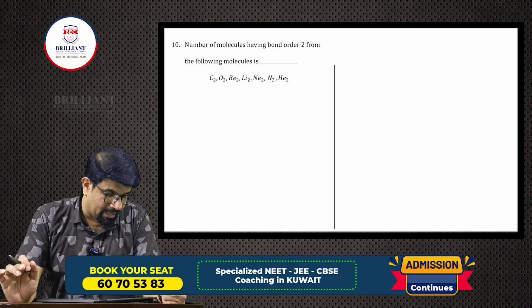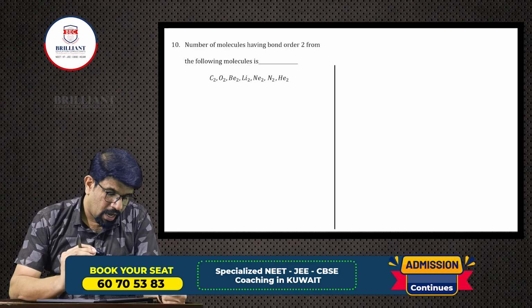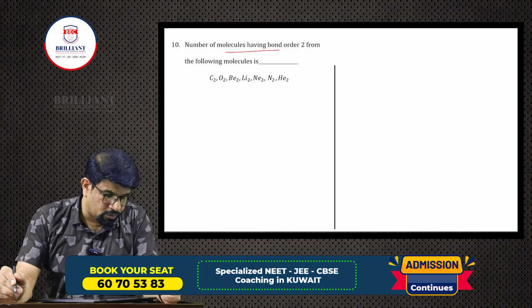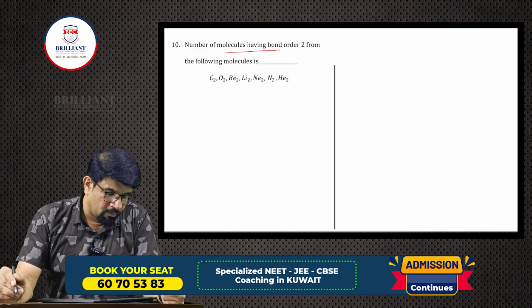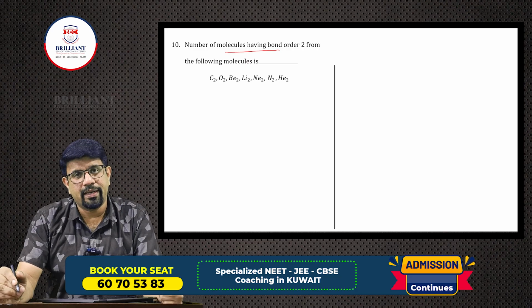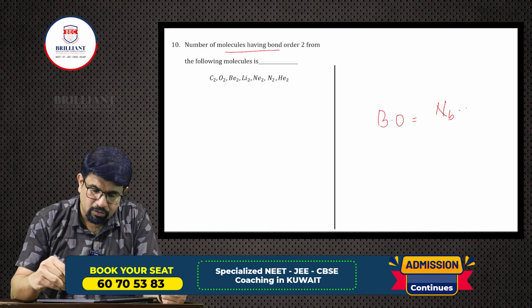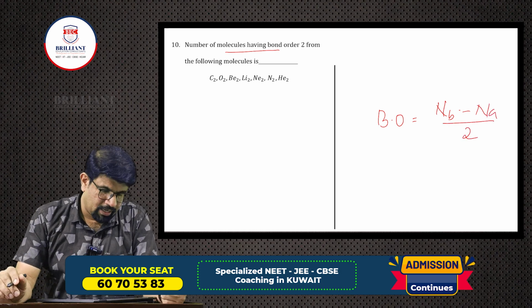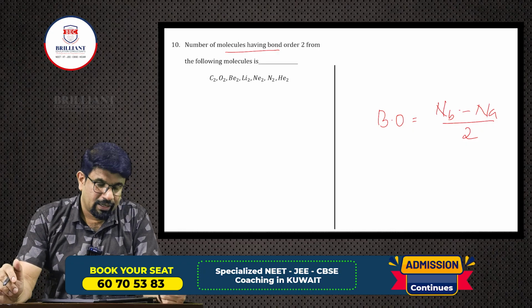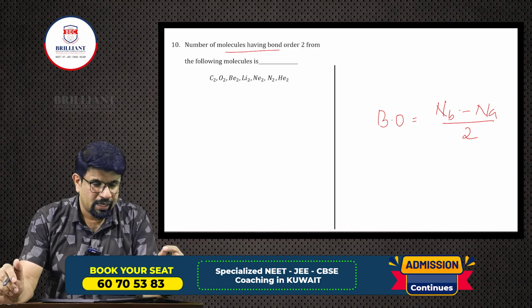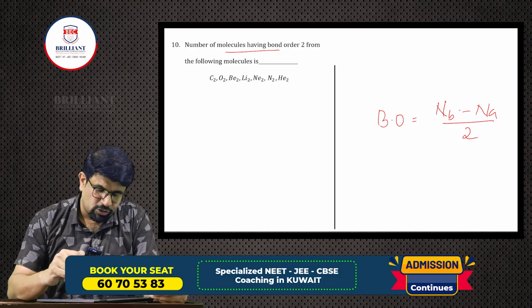So I will read the question again. Number of molecules having bond order 2 from the following molecules is. How can we find the bond order? Bond order is equal to the number of bonding electrons minus the number of anti-bonding electrons, divided by 2. Then another shortcut is also there. If the value is in between 8 and 20, you can easily find the bond order 0.5, 1 like that. If 14 electrons are there, it will reach 3. If you study the shortcut, you can easily find the bond order.